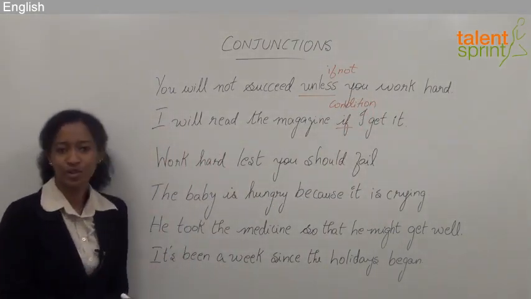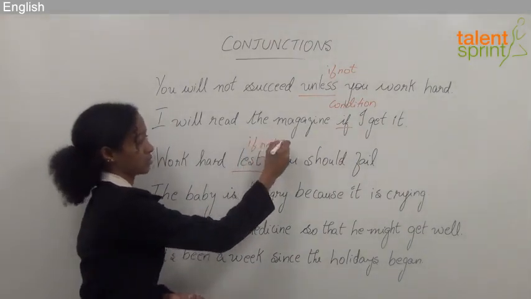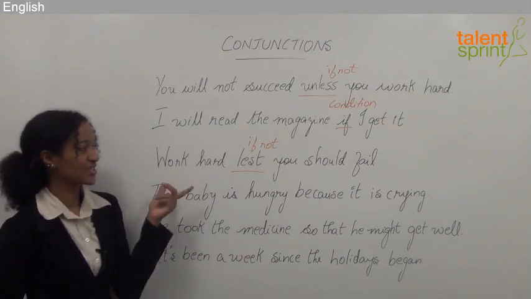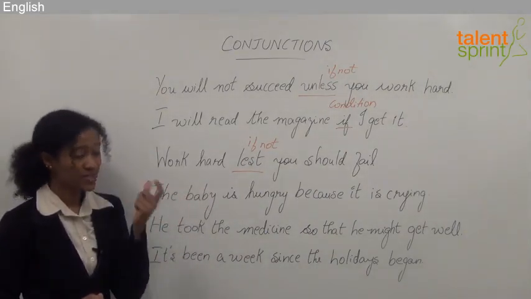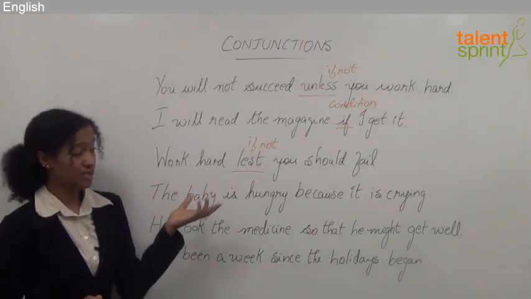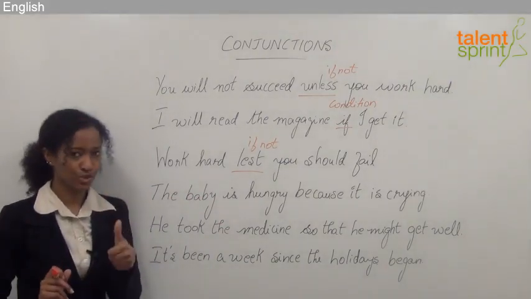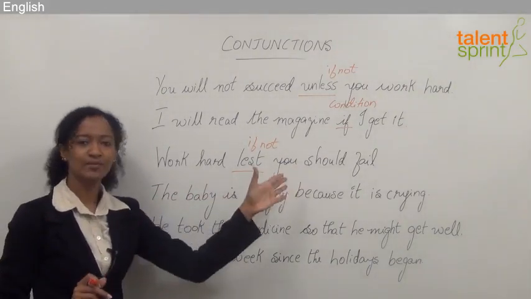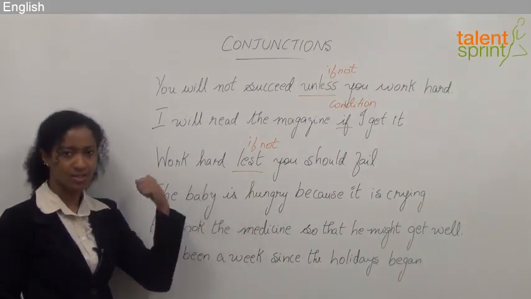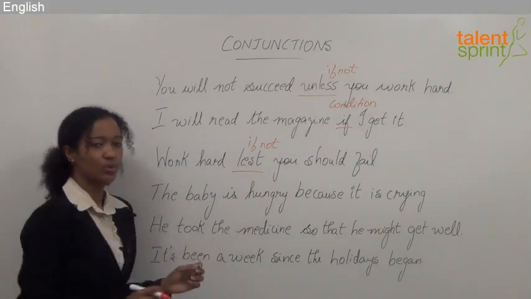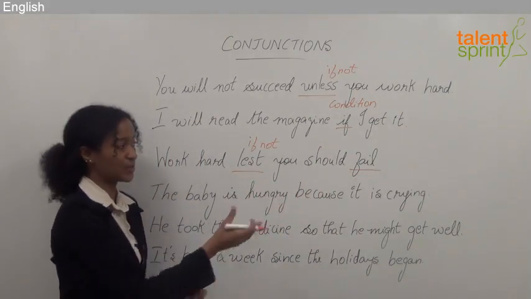Work hard lest you should fail. Lest again means if not. Now when lest comes as a conjunction in a sentence, the main or the principal verb in the subordinating clause is always preceded by the helping verb should. So here, you should fail is my subordinate clause, right? It has to depend on the main sentence, work hard. So here, what's the principal verb? Fail. Action, right? So this is the principal verb.